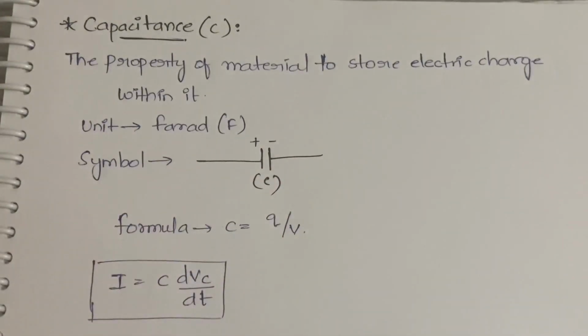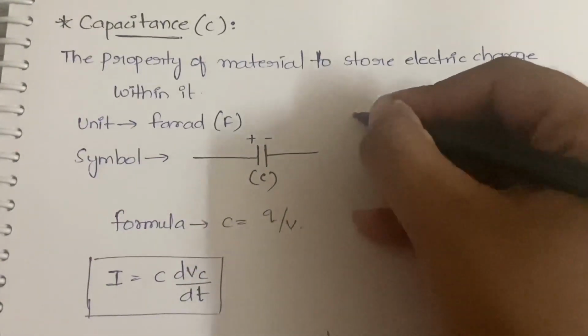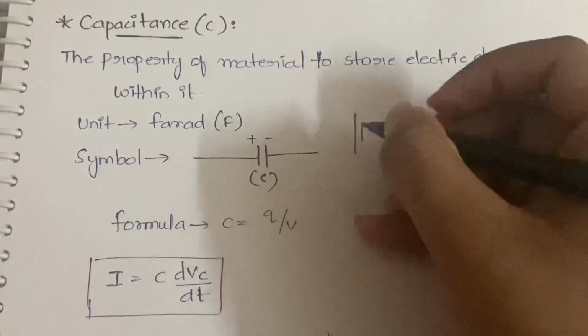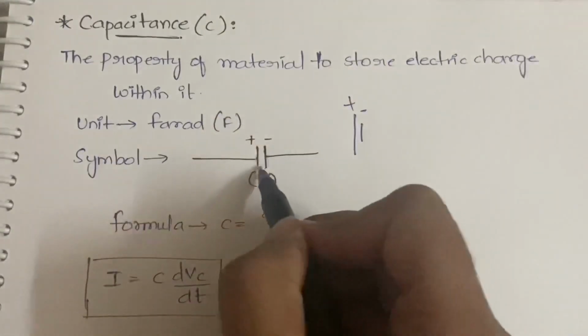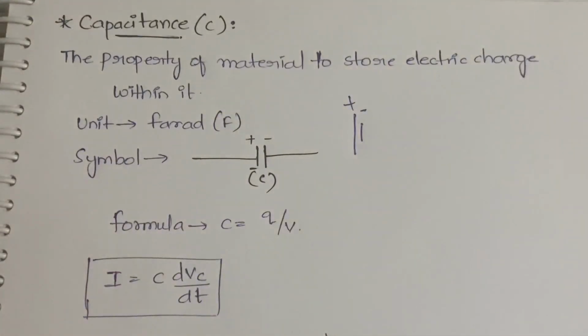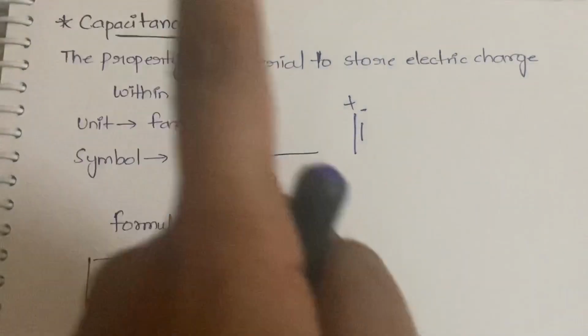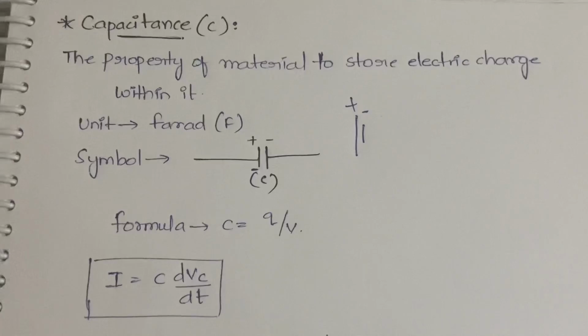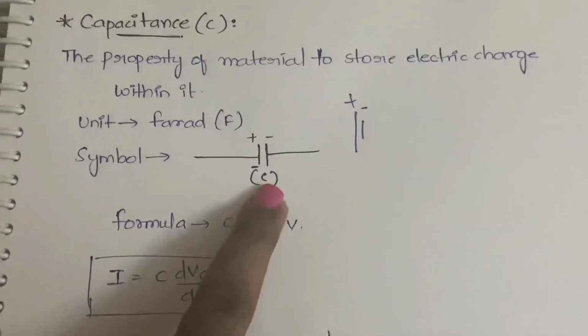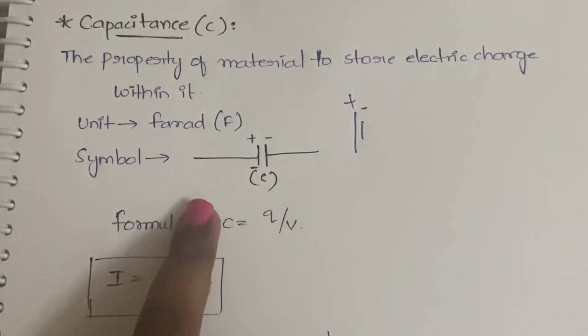See, don't get confused with the symbol of a battery. A battery will have one line big and one line small. This is a battery, but a capacitor has two lines, both positive and negative terminals will be equal in length. Okay, that is the difference between the capacitor and the battery. Okay, don't get confused. So this is the symbol of capacitance.